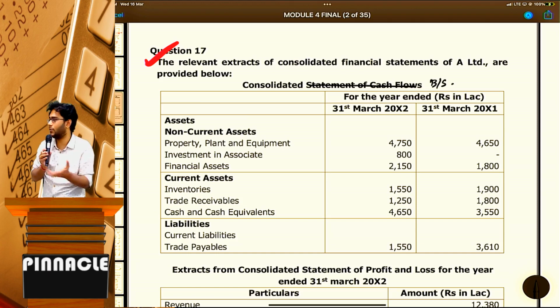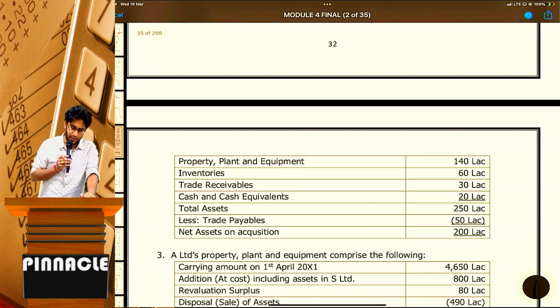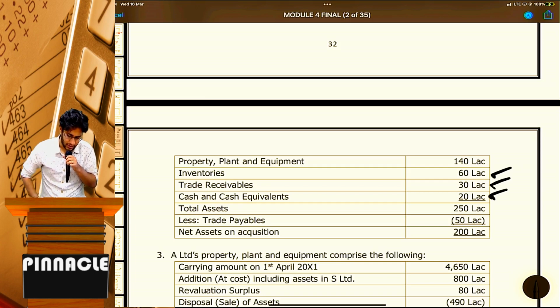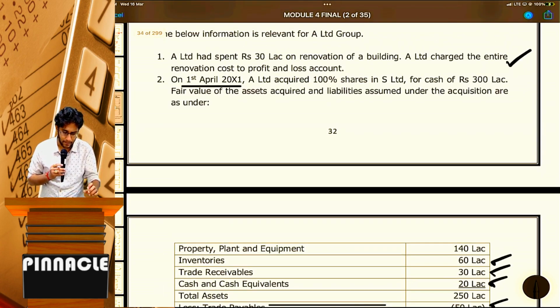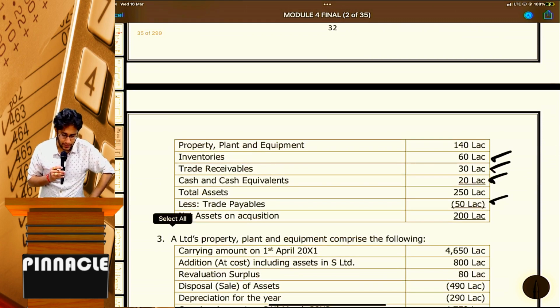See, one point to remember. Okay, what all did you acquire? PPE you acquired, inventory 60 lakhs. Inventory will have a consequence for us. Trade receivable, cash and cash equivalent, and trade payables. Now, how much did you pay? Once again, go back and see. 300 lakhs. 300 lakhs is the purchase consideration, and all this came. Cash also came. How much? 20. I paid 300, I received 20. Effectively, 280 is the investing activity you have to show.